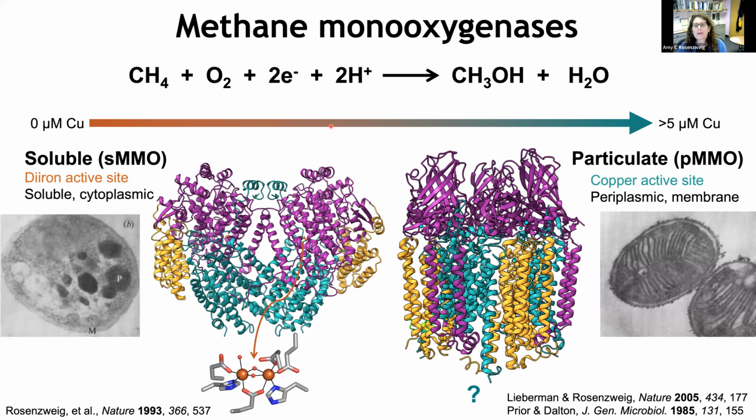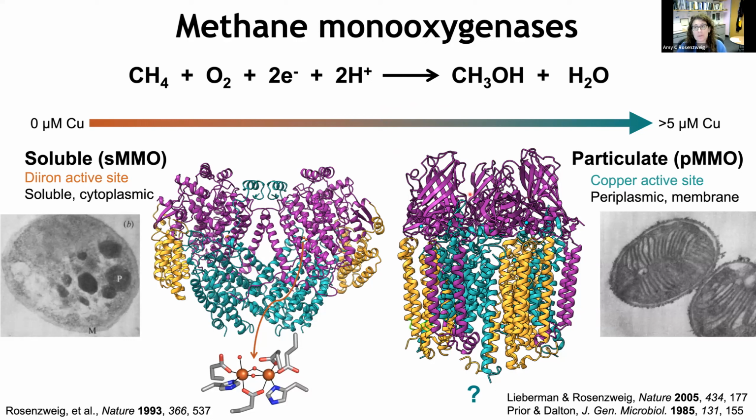When the bacteria get a reasonable amount of copper in their environment or their growth media in the lab, they turn off expression of this one, or at least half or more of them don't even have the genes for this one, and they use this other enzyme called the particulate methane monooxygenase. And this is a membrane-bound enzyme. Particulate just means membrane-bound, and it consists of regions in the periplasm of the bacteria.